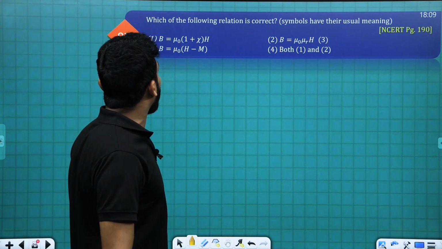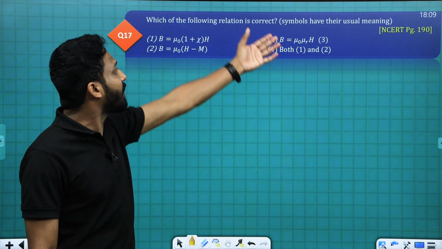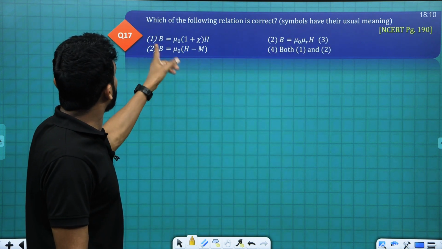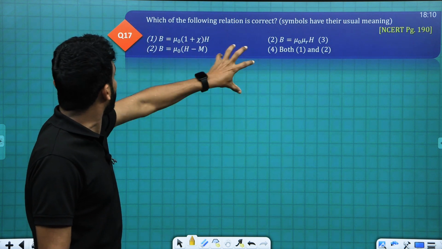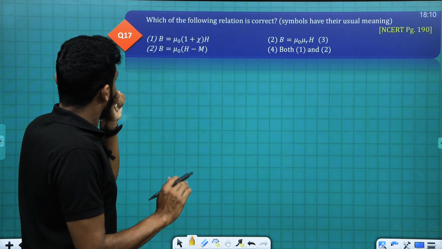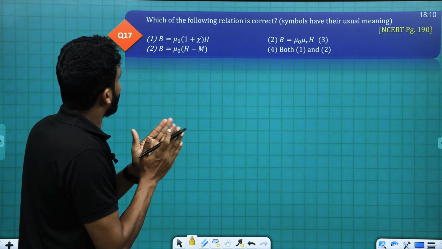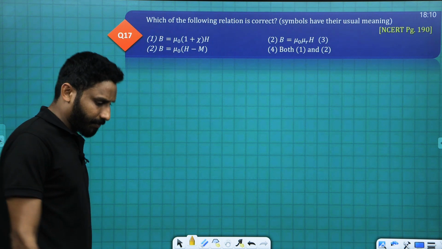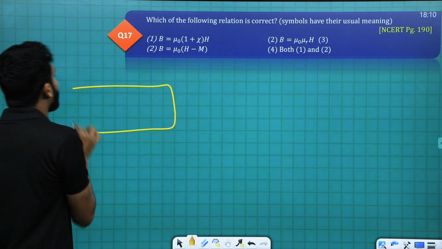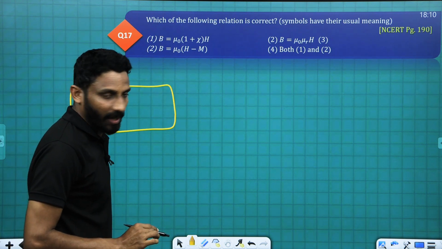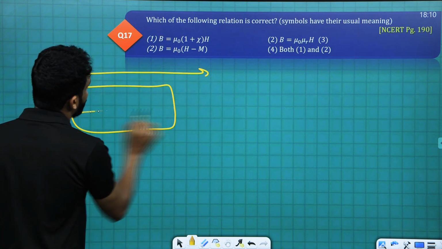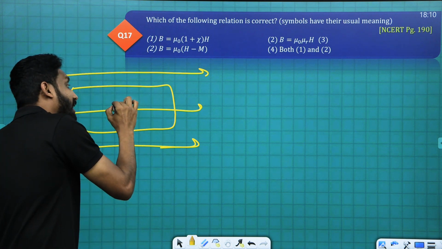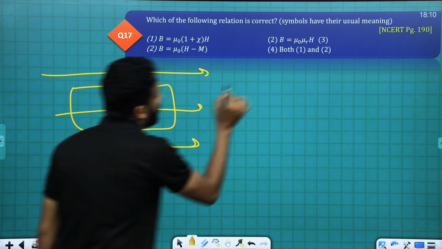The next one. Which of the following relations is correct? Symbols have their usual meaning. B is equal to mu 0 chi H. These are the parameters. Suppose a ferromagnetic material is placed in a field region. What will be the magnetic field intensity in the ferromagnetic material?